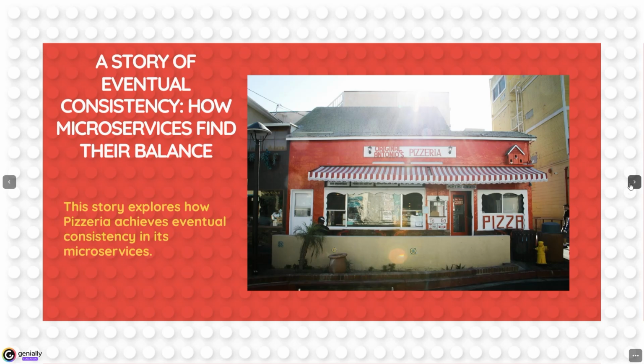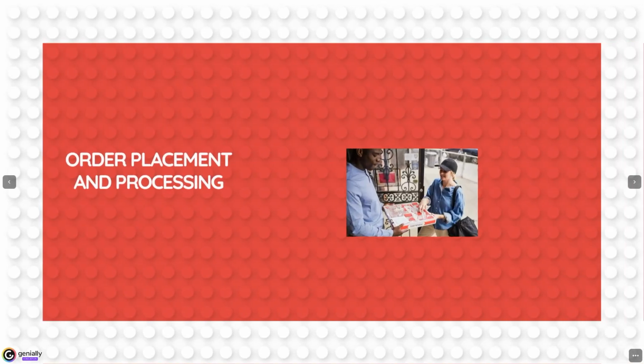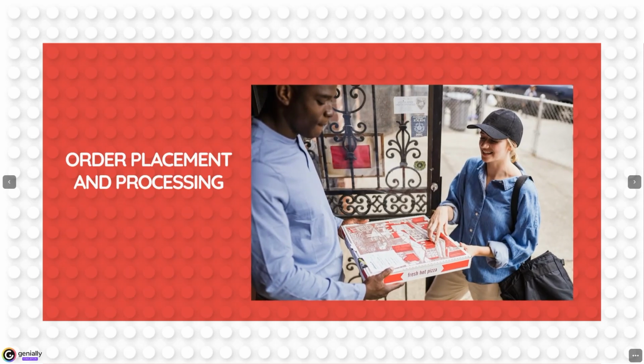First of all, order placement and processing. Emma ordered a delicious pizza through the Pizzeria app. The order service captured her details and created an order with the number 12345. It then sent the payment details to the payment service, which processed the payment and updated its records.